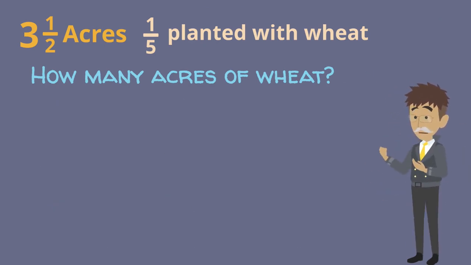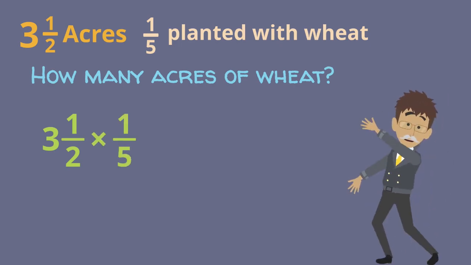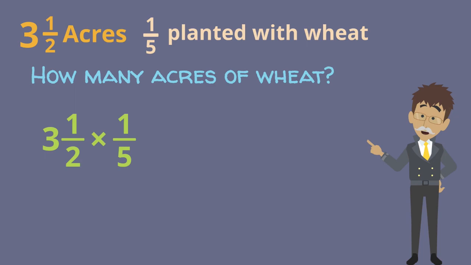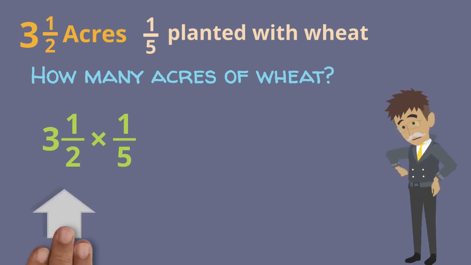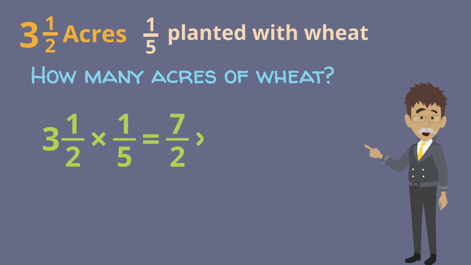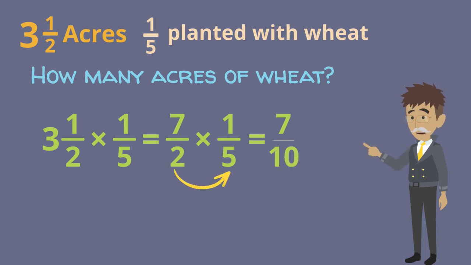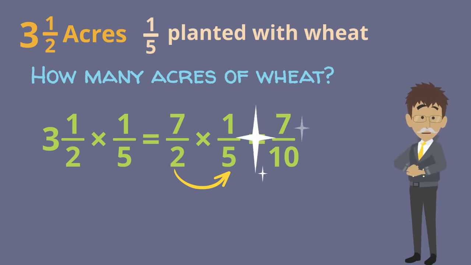We can write this expression as the product of 3 1/2 and 1/5 like this. In our first example, we converted our whole number into a fraction. We also need to rewrite 3 1/2 as a fraction. Converting the mixed number to a fraction gives us 7/2. Now we can multiply the numerators 7 and 1 together for a product of 7. Repeating the process with the denominators 2 and 5 gives a product of 10. Therefore, we get the same answer of 7/10 of an acre.